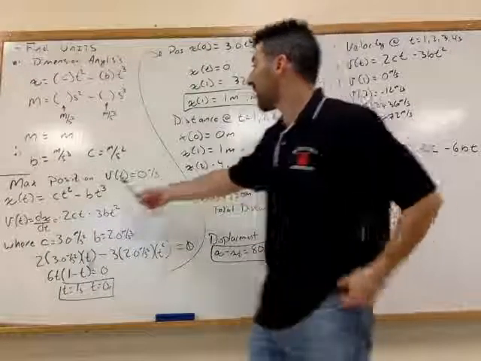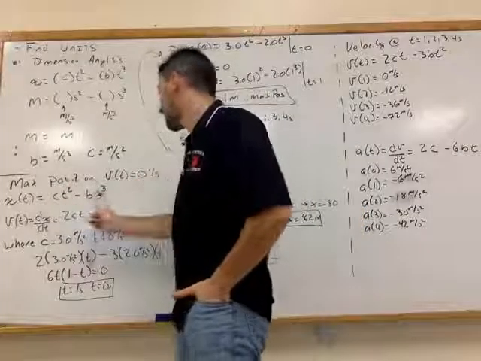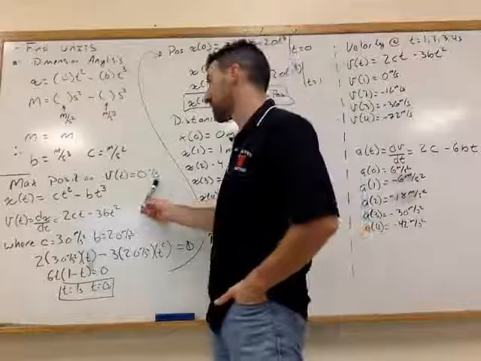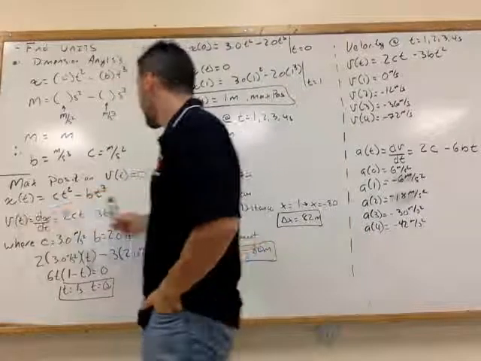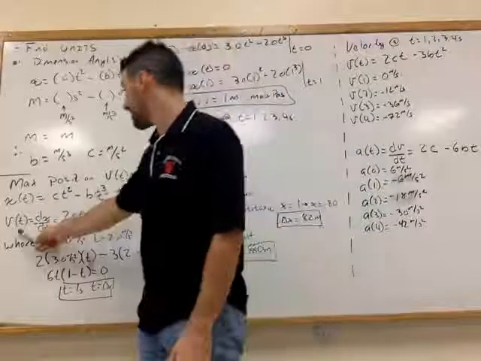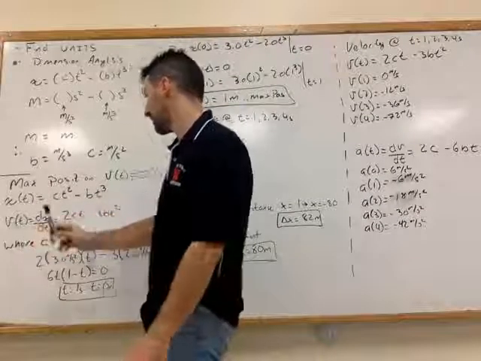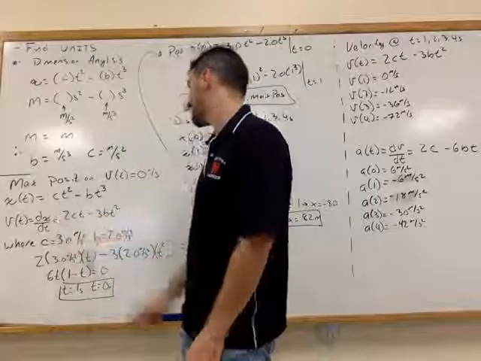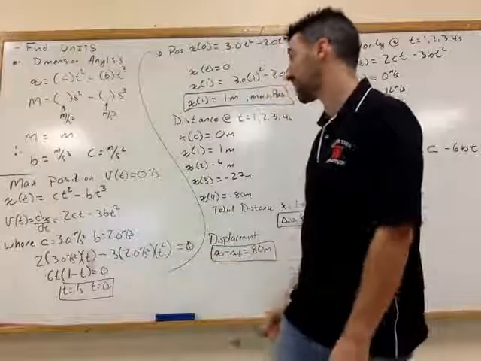From there, we want to find the maximum position of this particle. We know that a maximum position is when the velocity is equal to 0. So given my position equation with respect to time, I'm going to take my first derivative. I know velocity is the derivative of position. So I take the derivative, 2ct minus 3bt squared.